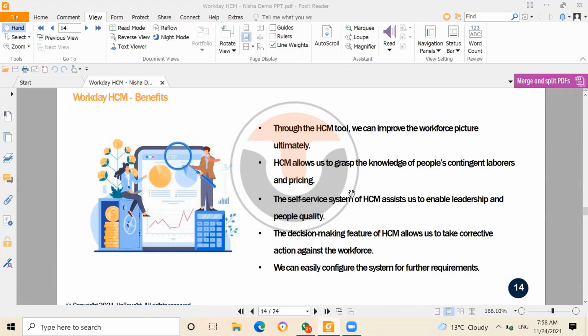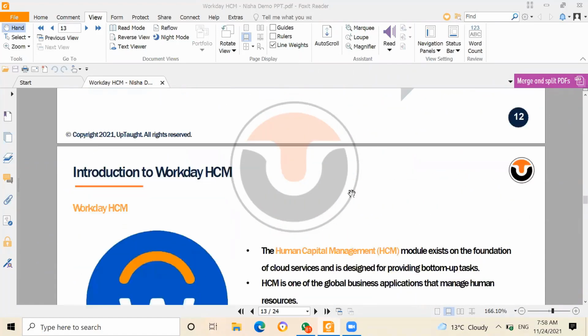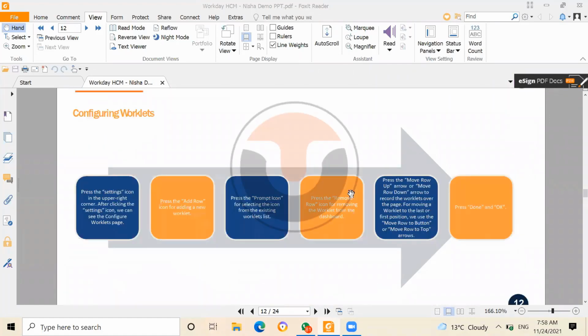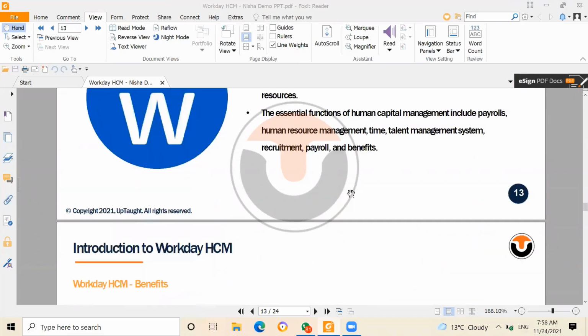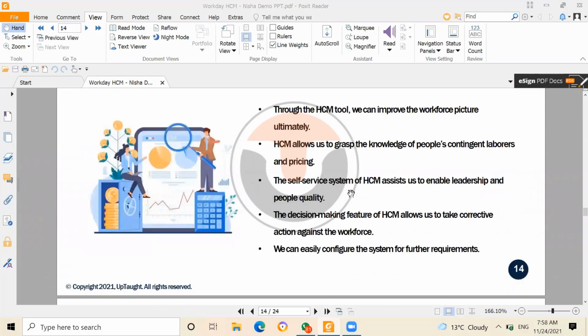See, this data transfer and all that. I will show you how to do that. Just a second.